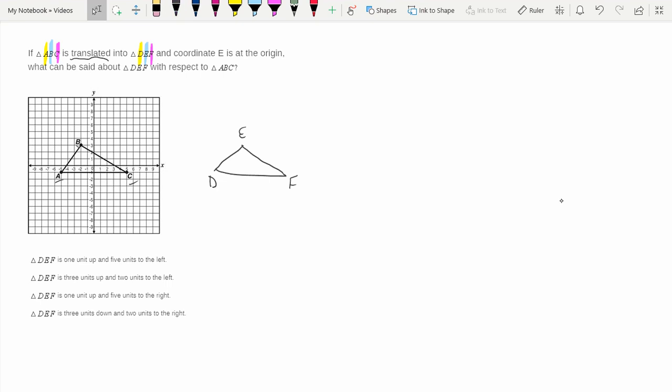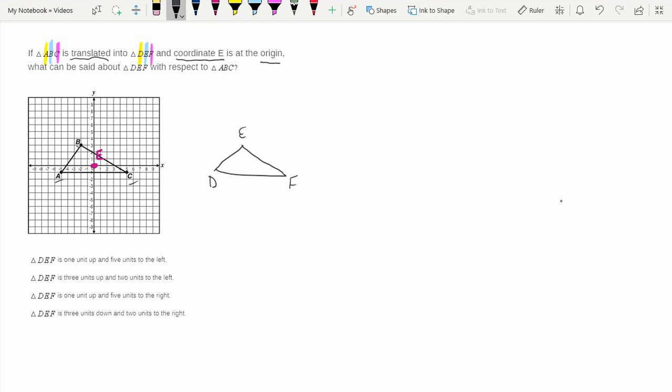Now look at what else it tells me. It says that coordinate E is at the origin. So let's draw that in right now. So I know that that is going to be E. Well, I can go ahead if I want, and I can draw in D and F. Let's think about it this way, okay?